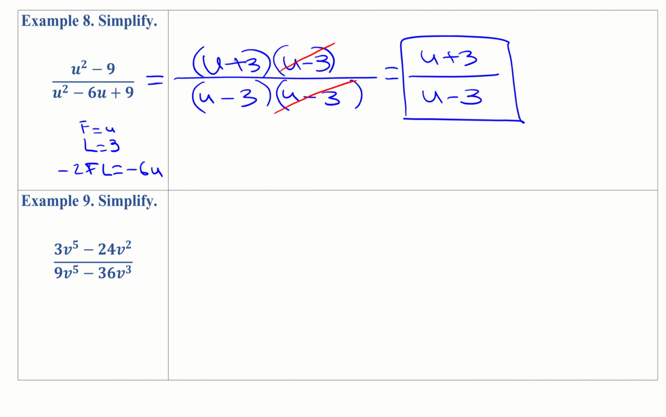All right, so I do hope you tried the next one as well. We notice up here, we have a common factor of 3v squared, right? That leaves us v cubed minus 8 once we factor it out. Down here, we have a common factor of 9v cubed. When we factor that out, that leaves us v squared minus 4.